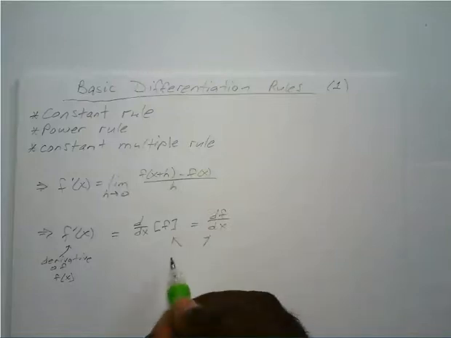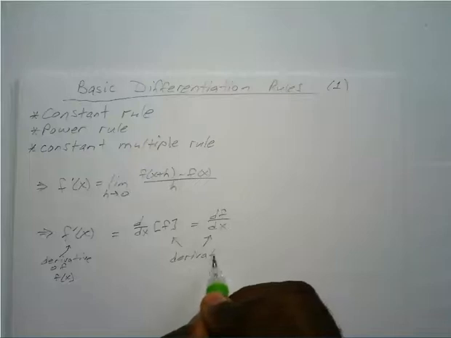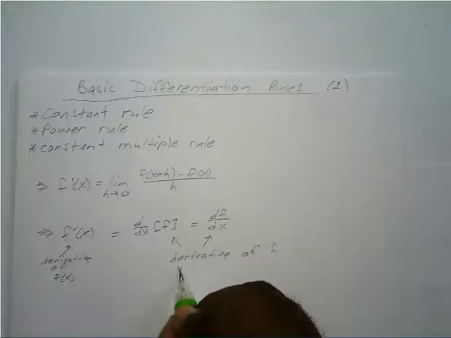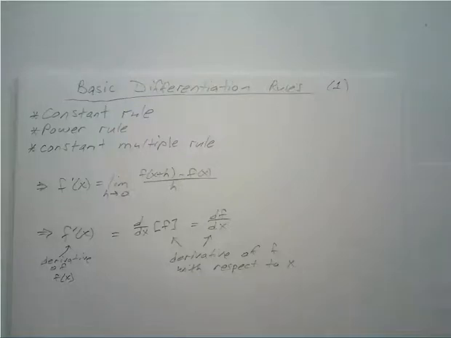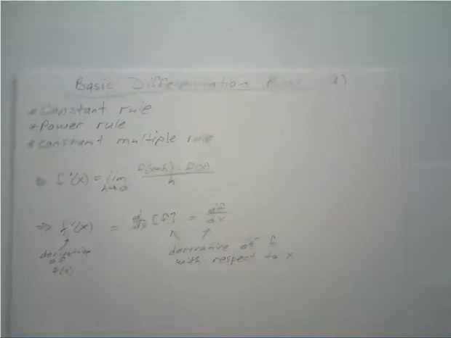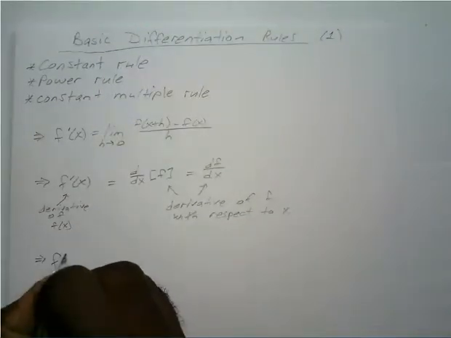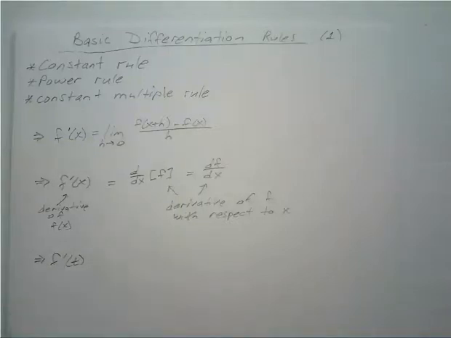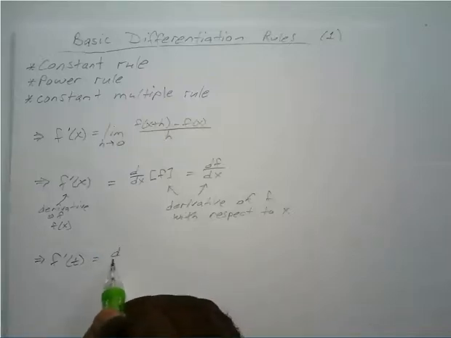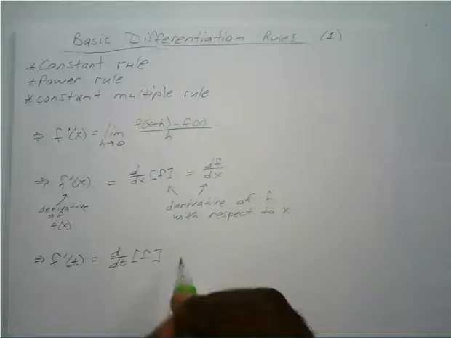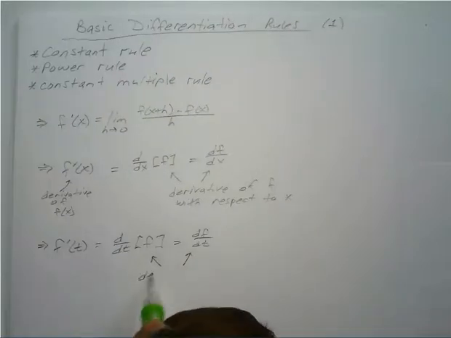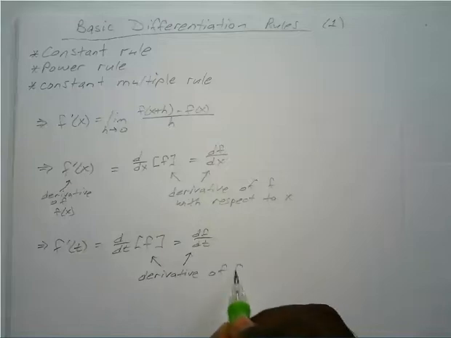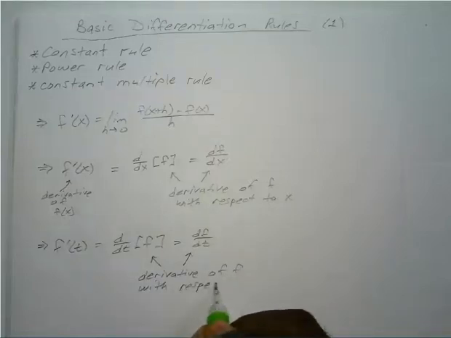Both of these, you would read as the derivative of f with respect to x. It would be no different than if you had f prime of t, or the derivative of f with respect to t. These two would be the derivative of f with respect to t.